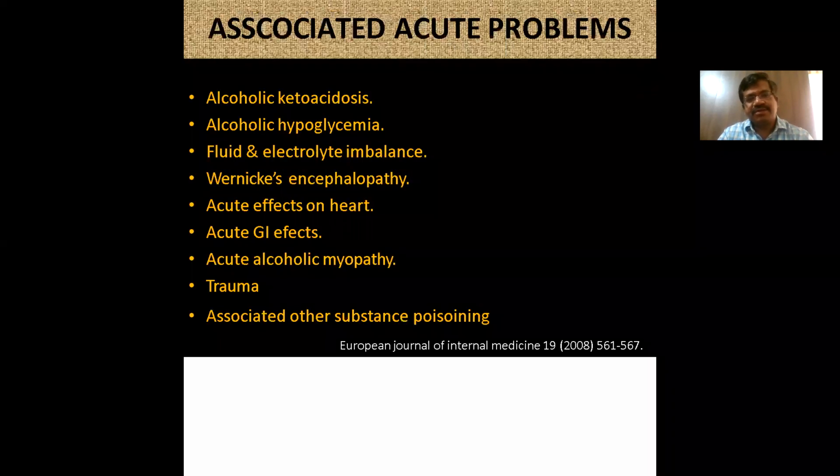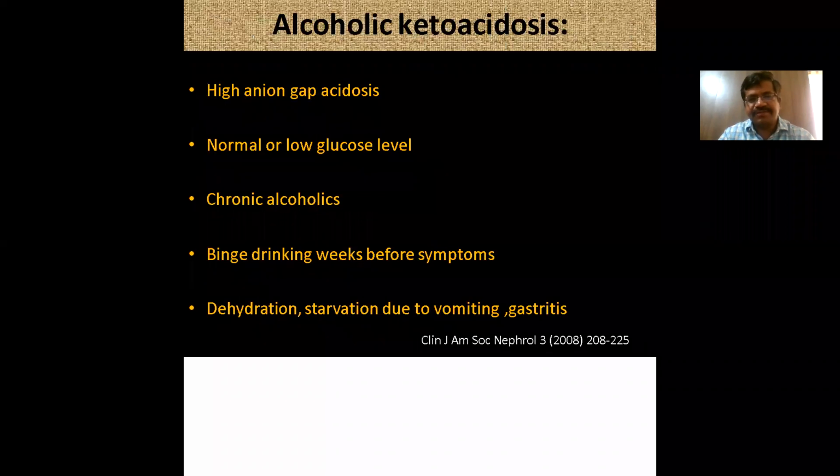This is what we will specifically talk about: some acute problems like alcoholic ketoacidosis, alcoholic hypoglycemia, fluid and electrolyte imbalance, and Wernicke's encephalopathy, which is one of the central nervous system problems. Also acute effects on the heart, GI effects, alcoholic myopathy, trauma, and also anything associated with other substance poisoning. First, we'll see alcoholic ketoacidosis.